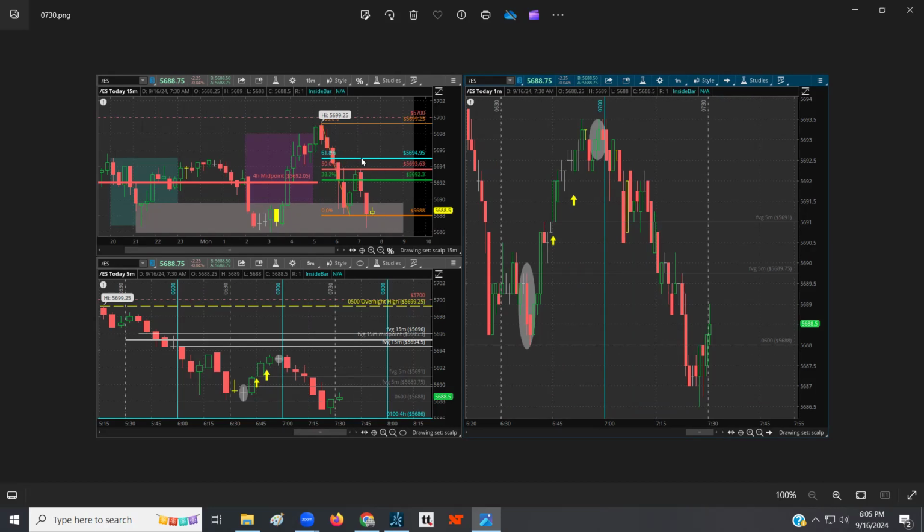And I should have removed this Fibonacci earlier. It would be off soon. I should have removed it early. After that, touched it and reversed. I should have removed it.